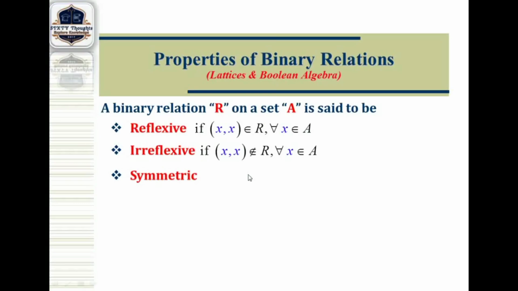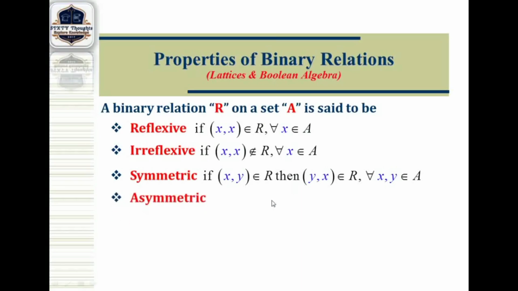Third one, symmetric. So what does symmetric mean? If it satisfies the condition (x, y) belongs to capital R, then (y, x) belongs to R for every x, y belongs to capital A, which means if we take (1, 2) belongs to the relation set. So what is the symmetric pair? (2, 1) belongs to R or not. If it belongs to R, then the two pairs are called symmetric pair. Okay, otherwise it is not symmetric.